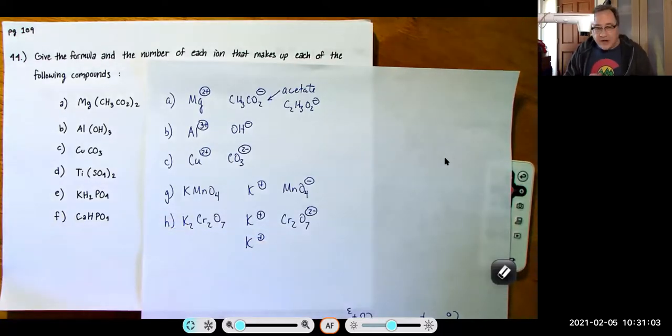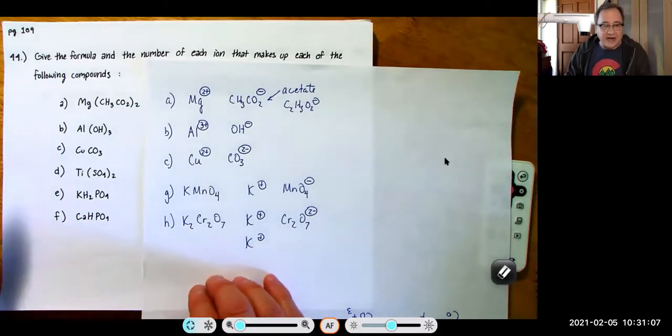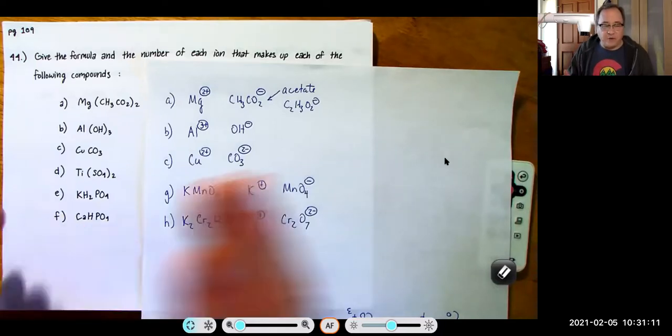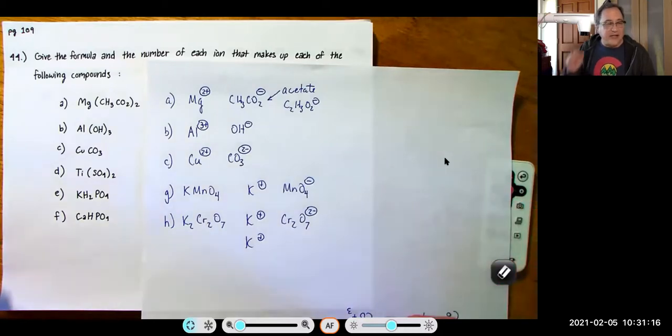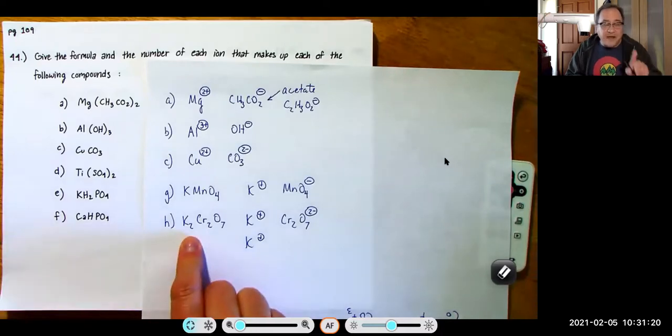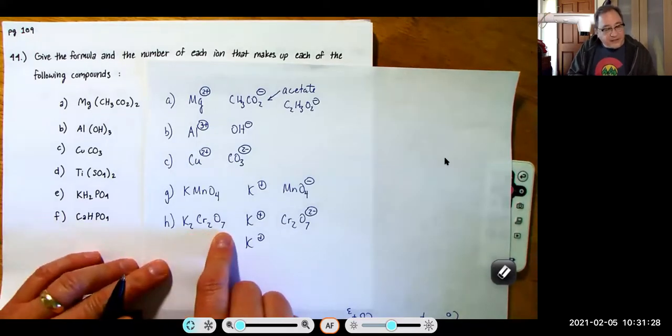Whenever you look at these compounds, you're going to look at the first metal, and that's the cation. What is the rest of the formula going to be? The anion. So I'll say that again. You're going to look at the formula. The first metal is the cation. That's it. The first metal is the cation. The rest is an anion.